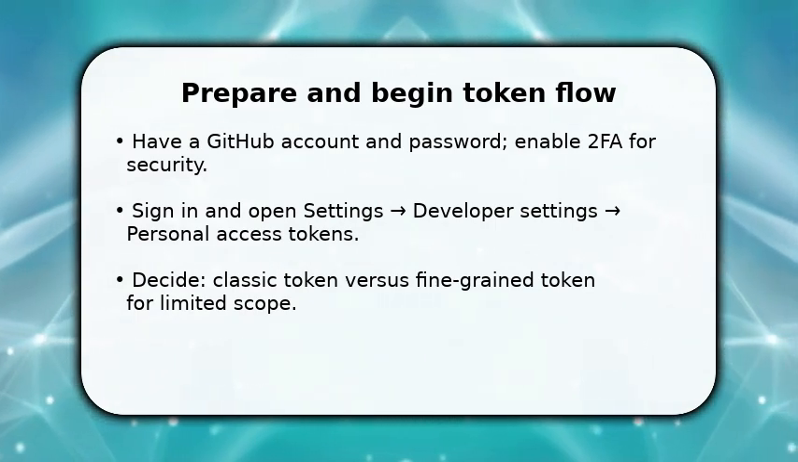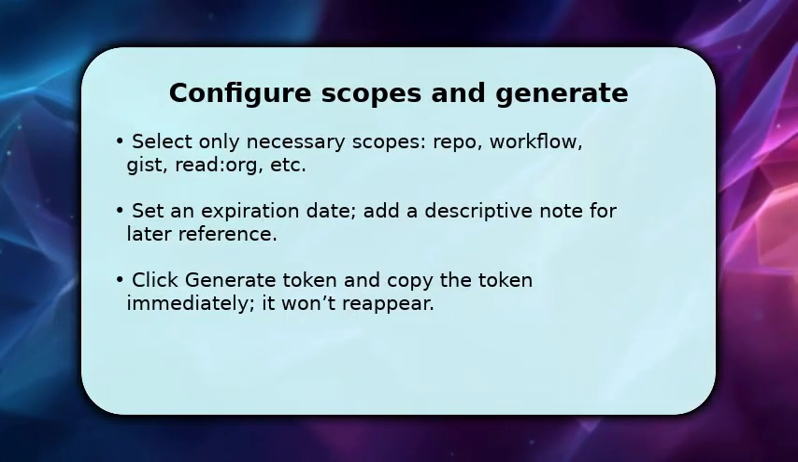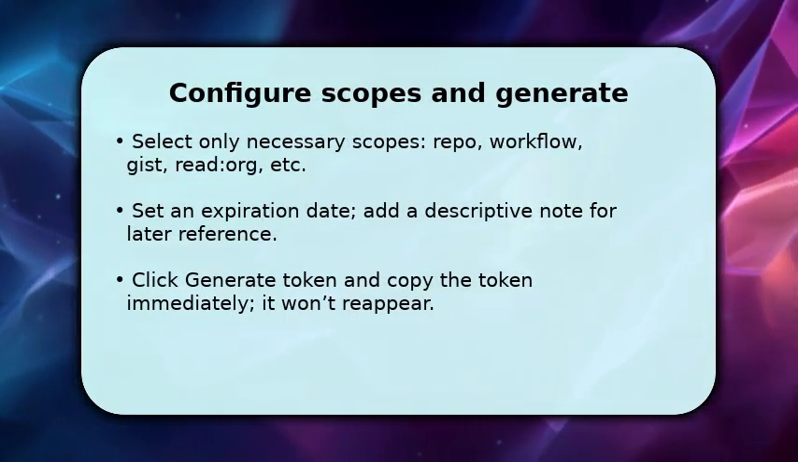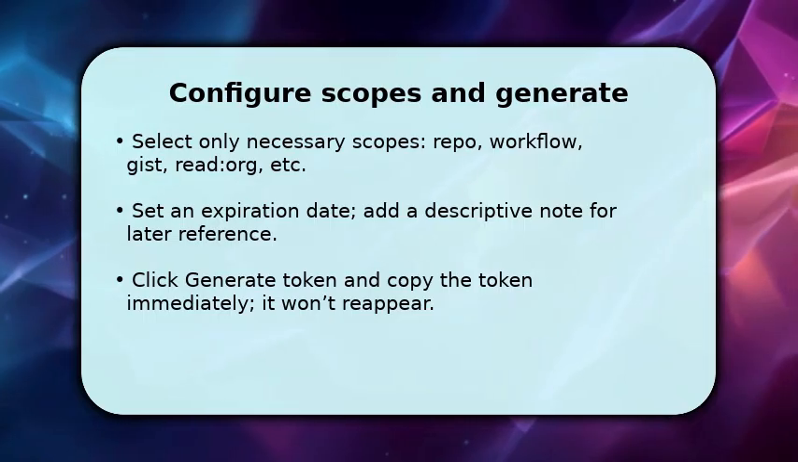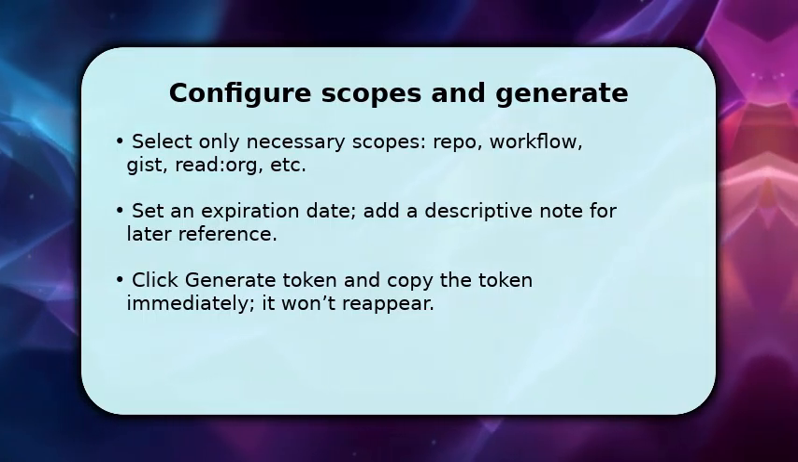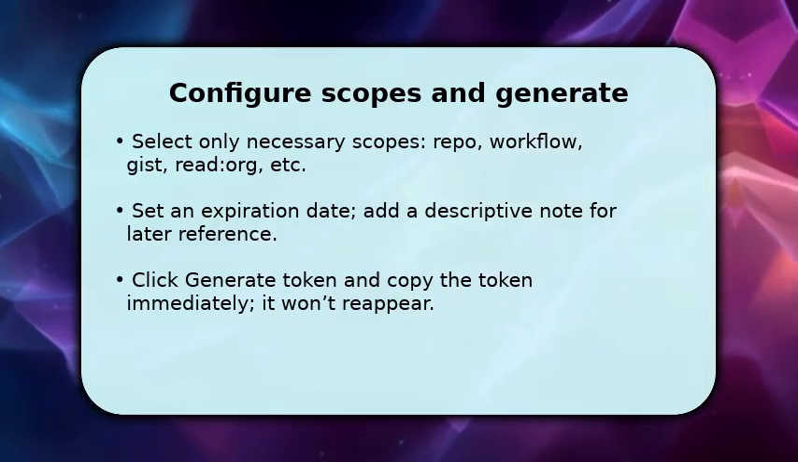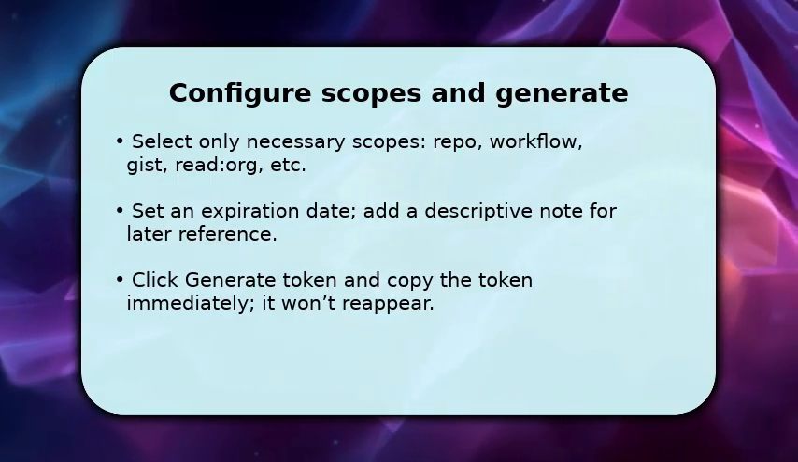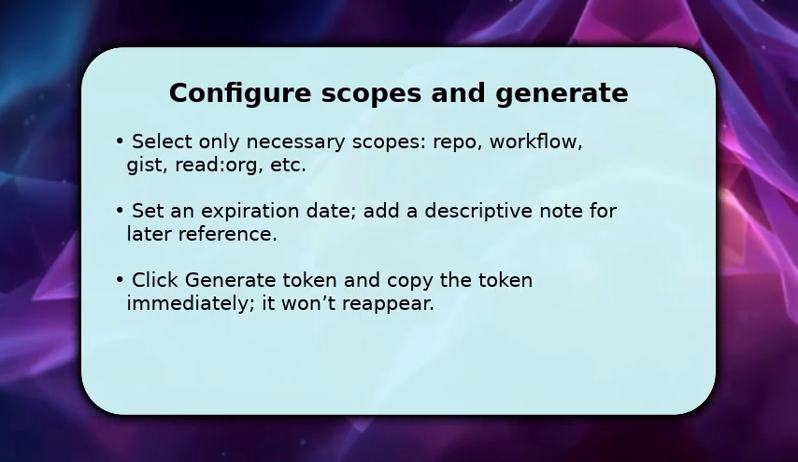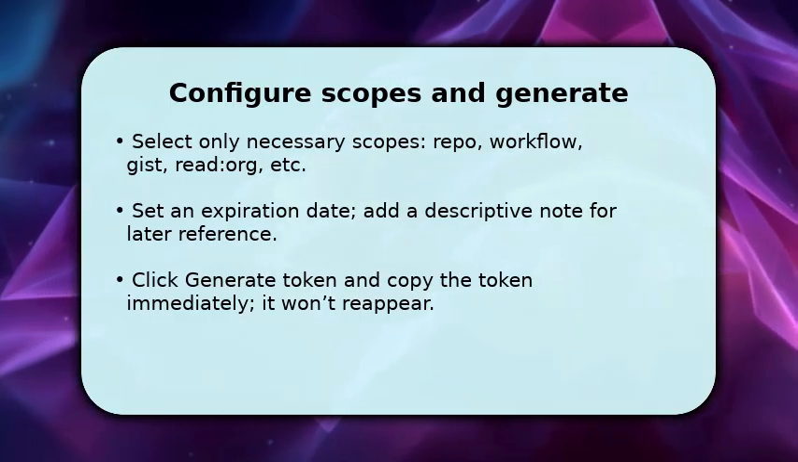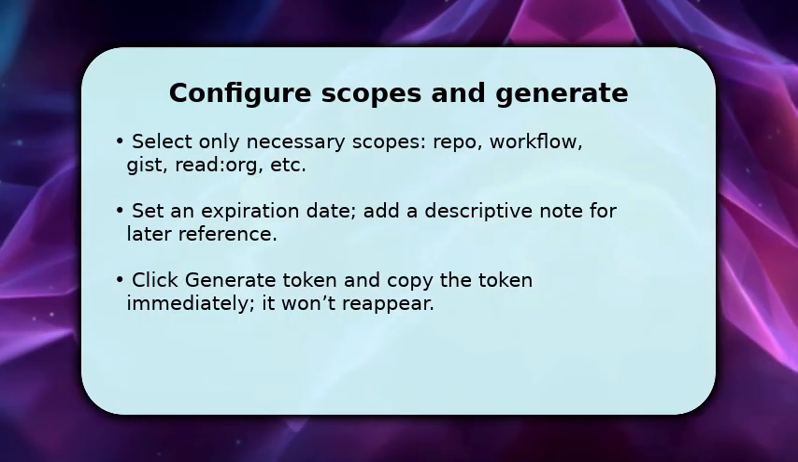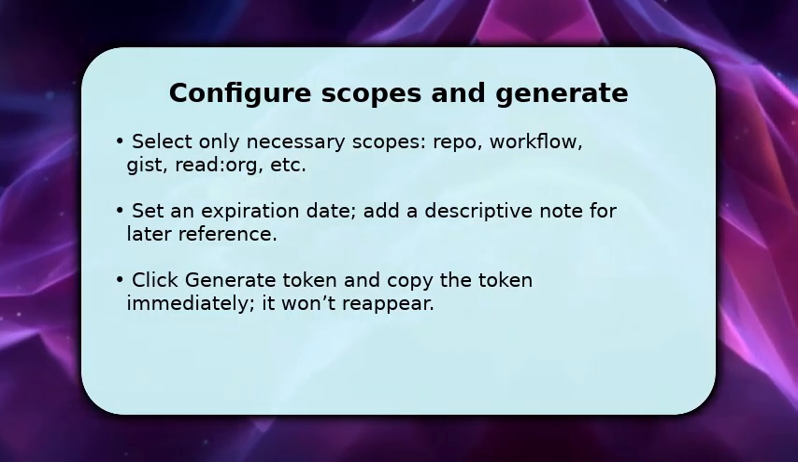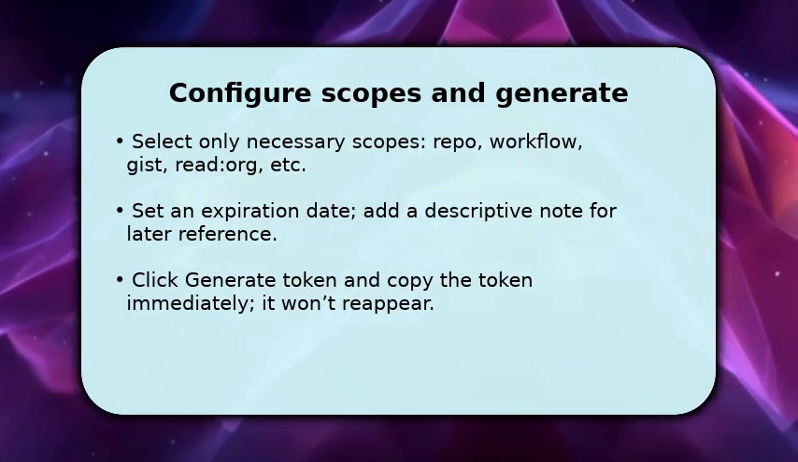Now configure the token. Choose the minimal scopes required for your task so you follow least privilege principles. For example, select repo for repo access or read:org for organization metadata. Avoid giving unnecessary rights. Then set a sensible expiration date and add a descriptive note so you know the token's purpose later. When you click Generate Token, copy it immediately into your credential store because GitHub shows it only once.